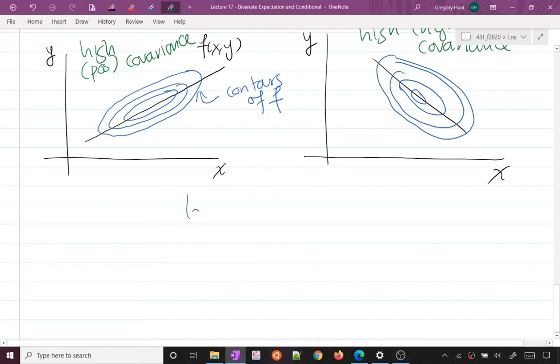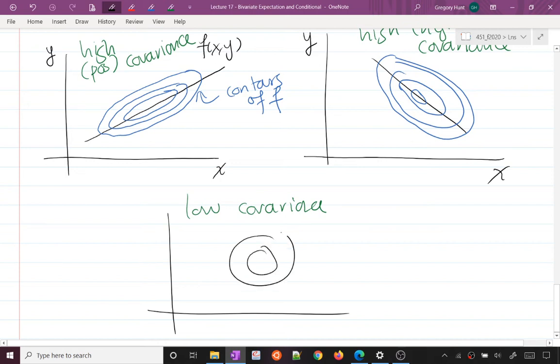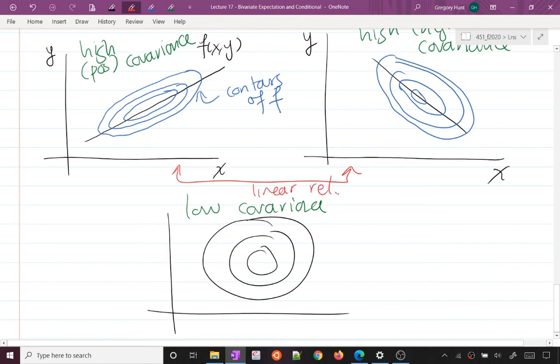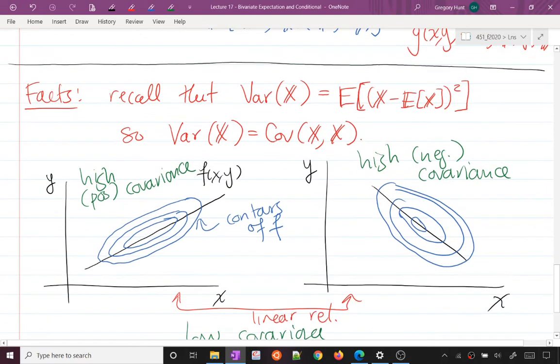You would have this situation of a low covariance. And a low covariance situation is basically where your contours don't really fall on a line. They're just circular contours. They're not elongated into an ellipse one way or the other, but they're either circular or ellipsoidal. So there's no linear relationship between the two random variables. So in these two cases, we get some linear relation. So covariance is a measurement of how linearly related x and y are.